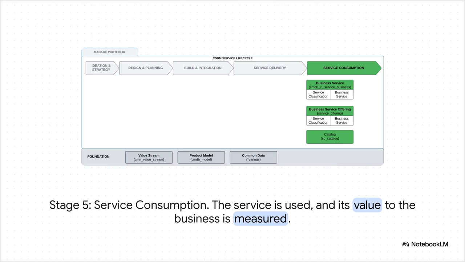And last but not least, stage 5, service consumption. This is really the so what stage. The service is being used, and this is where we model how it's offered to the business and consumed by them. It connects back to the business service portfolio and, most importantly, helps us measure if that little idea we started with is actually delivering the value we thought it would.